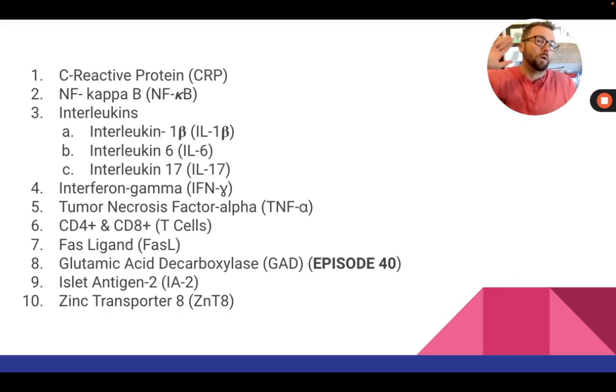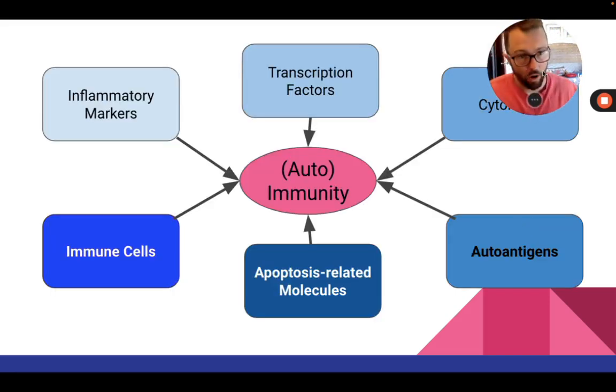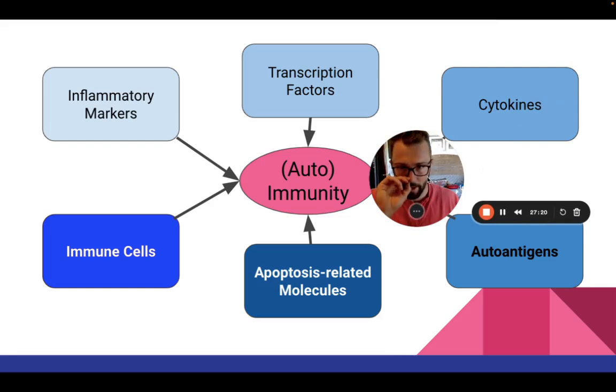So now we're going to break each of these lists down. I wanted to make sure to get these fresh on your mind. We're going to break these into the different roles that they serve in the inflammatory process. These are the different roles. So there are the inflammatory markers, right? This is the smoke. It's letting you know there's inflammation, but not actually doing anything about it. There are transcription factors. There are cytokines. There are autoantigens, apoptosis-related molecules, and then the immune cells.